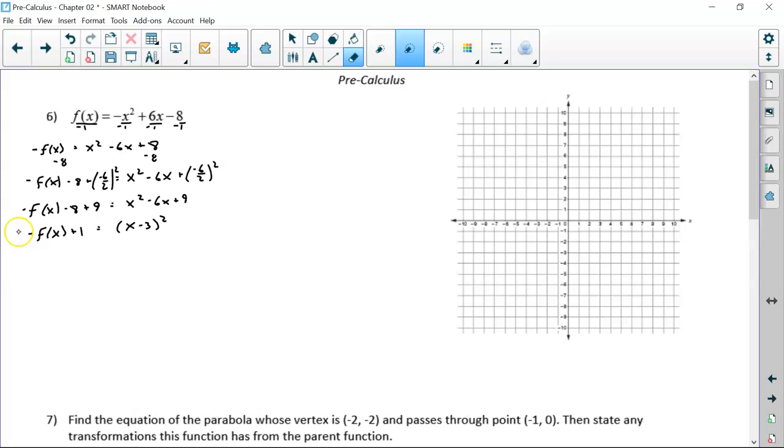Now, I don't want a negative f of x. I want a positive f of x. I want to multiply every term by -1. So I have f of x minus 1 equals the opposite of x minus 3 squared. So then I add 1 to both sides. F of x equals the opposite of x minus 3 squared plus 1. Oh, sorry, that was a plus 1. So then it becomes a minus 1 there at the end. No, we're good. Sorry.